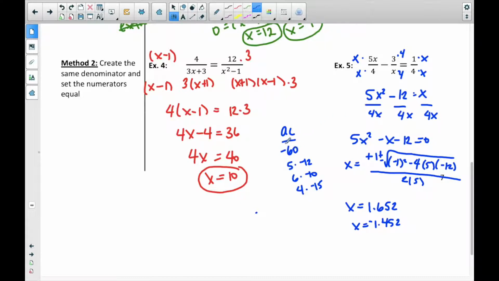But anyway, I check by the AC method and I get negative 60, and I try to think of what will go in there that will make it be a negative 1. And I can't find anything, and nothing works. And so since nothing works in the AC method, then I have to go to the quadratic formula. So I go into the quadratic formula and I get my two solutions, positive 1.652 and negative 1.452. So just remember, if you can't factor it, you do have to do the quadratic formula.